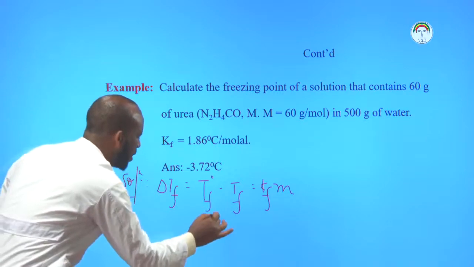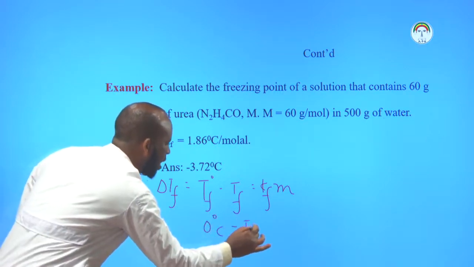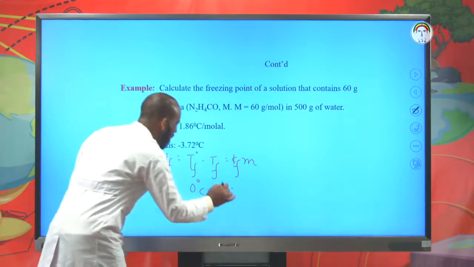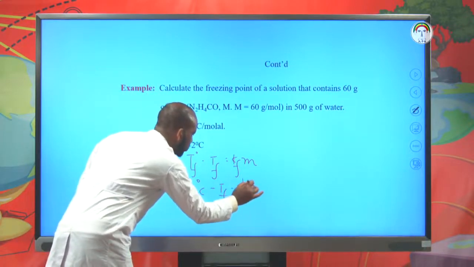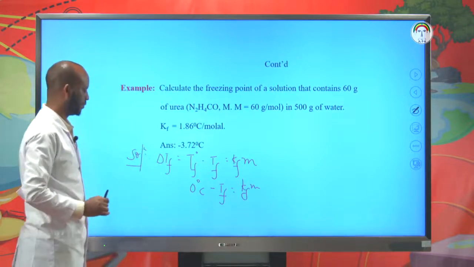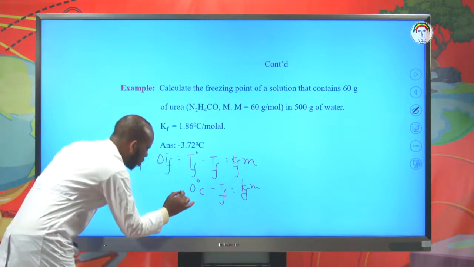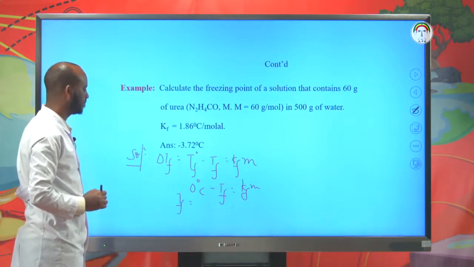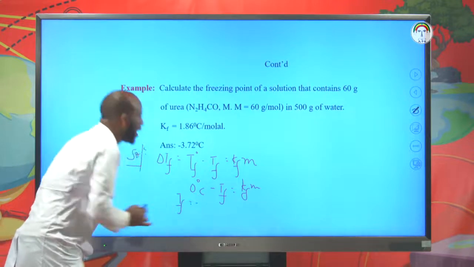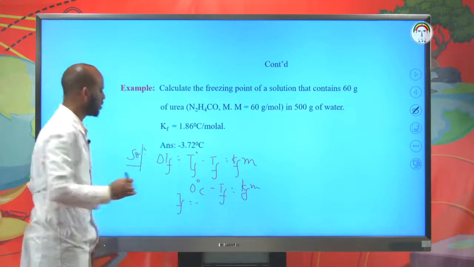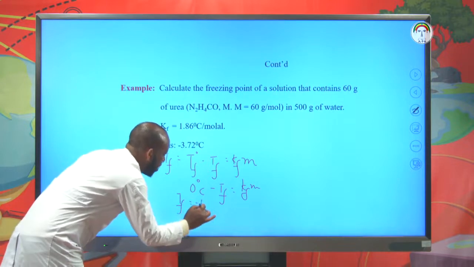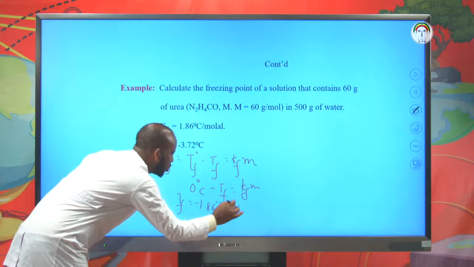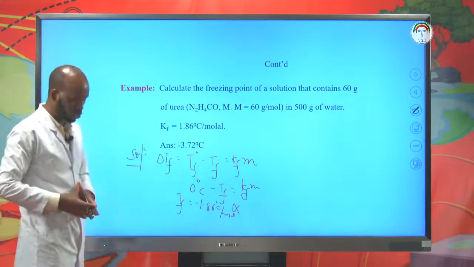This is 0 degrees centigrade minus Tf equals Kf times molality of the solution. Minus Tf, or Tf equals minus Kf, which is 1.86 degrees centigrade per molar, minus 1.86 degrees centigrade per molar times molality of the solution.